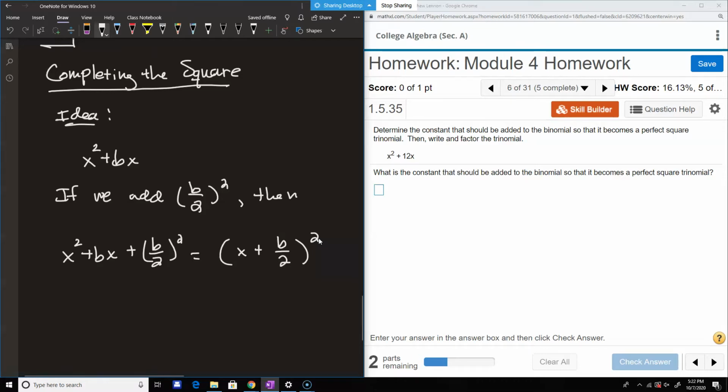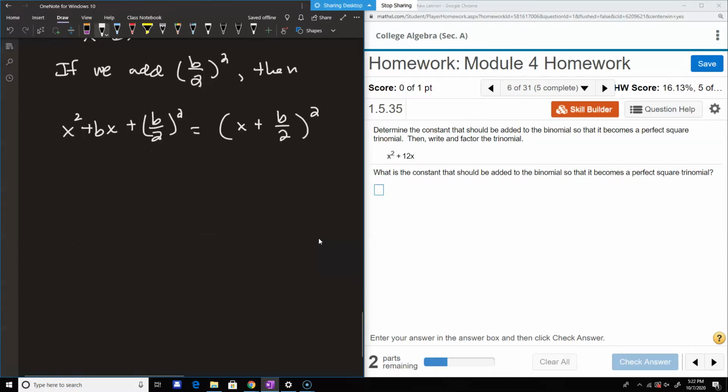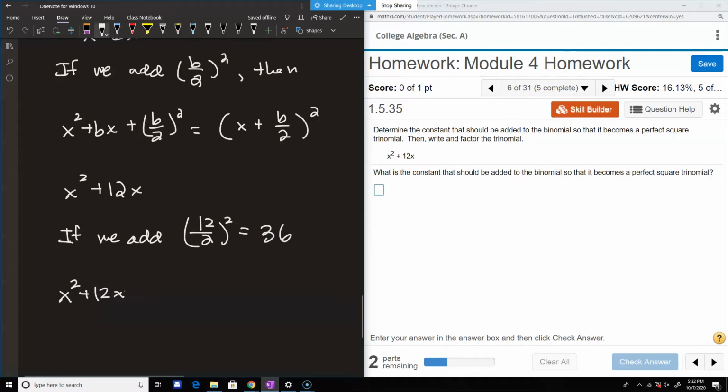It's a little abstract with the letters. Let's make it concrete with these numbers here. If we have x squared plus 12x, b is the number 12 here. So if we follow exactly what we did with the letters, 12 over 2 squared, which is 6 squared, that's 36. Then x squared plus 12x plus 36 should factor into what? x plus 6 times x plus 6, which is x plus 6 quantity squared.